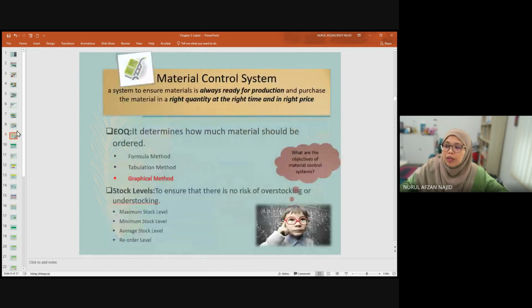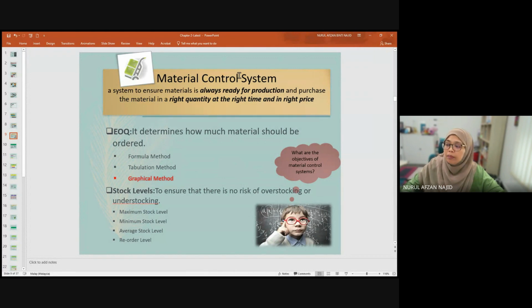Alright, so we have done the theory part for chapter 2. So now kita akan start dengan calculation part, iaitu material control system. Sebelum tu ada soalan lain ke selain daripada soalan Heidi tadi? Tak ada ya? Madam assume you all boleh faham semua. Okay, good. Alright, so then kita pergi kepada material control system.